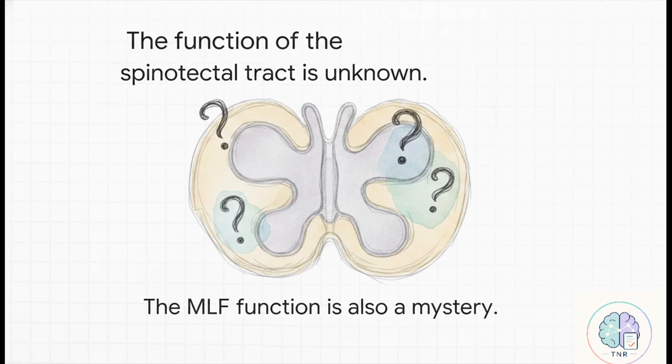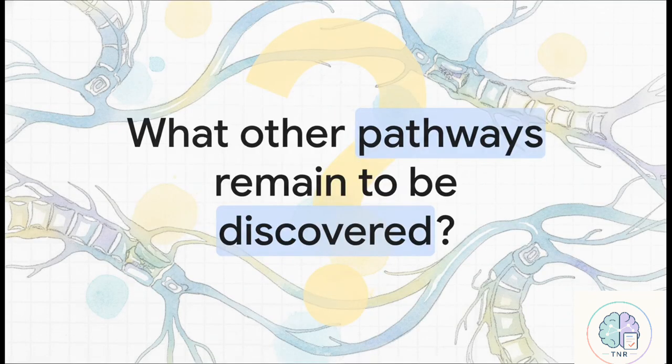The medullary reticulospinal tract's role is hypothesized as controlling automatic respirations, but it's not totally confirmed. And the spinotectal tract? Its function is listed as unknown, possibly nociceptive, but we just aren't sure yet. Which leaves us with a truly provocative thought to end on. If we're still placing question marks next to physical, structural tracts in the human spinal cord today, what other hidden compensatory pathways or undiscovered sensory loops are just waiting to be mapped by the next generation of neurologists?